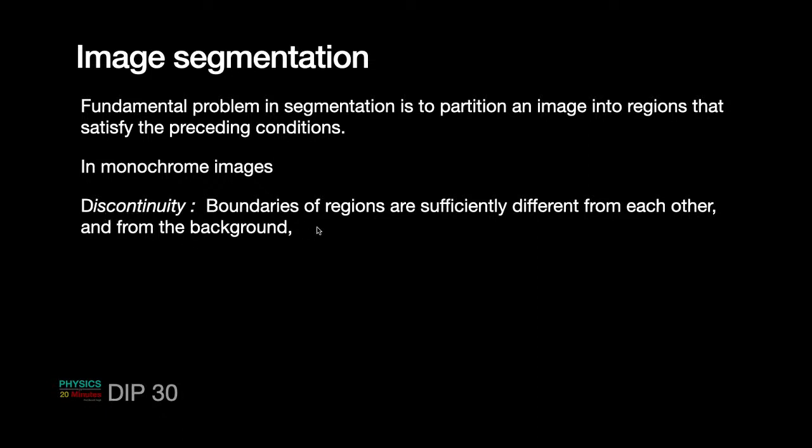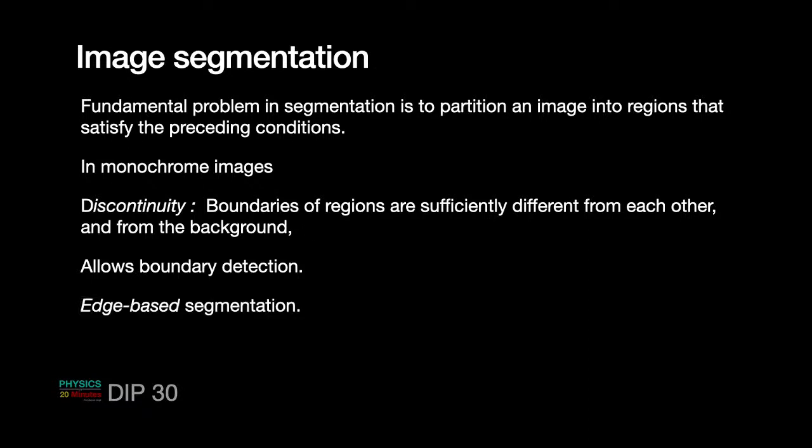If you take discontinuity, the boundaries of the region are sufficiently different from each other and from the background. And remember, the word sufficiently is generally defined by the user. So some boundaries could be weak, you may want to ignore, but some boundaries could be strong and you may want to include. What will decide the strength of the boundary and how much would that be? That is normally the criteria decided by the experimenter. So discontinuity is one. It easily allows the detection of boundaries. You can divide the image using these boundaries. And there are many edge-based segmentation techniques which use this phenomenon or principle.